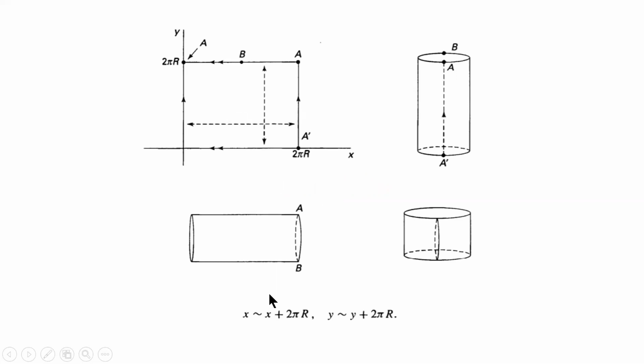So in two dimensions, if we have such an identification for both x and y, this is topologically equivalent to a cylinder. You can see that if after every 2 pi r the x and the y components repeat themselves, this can be topologically equivalent to a cylinder.